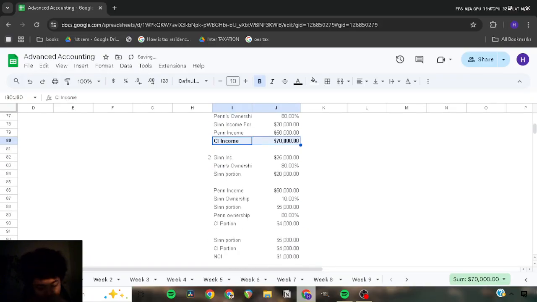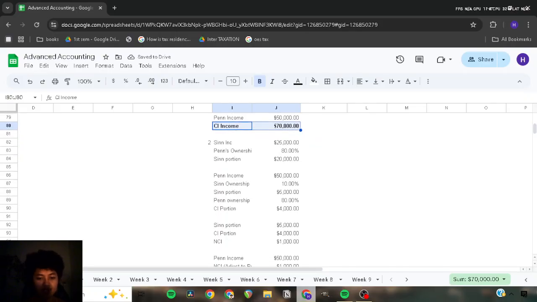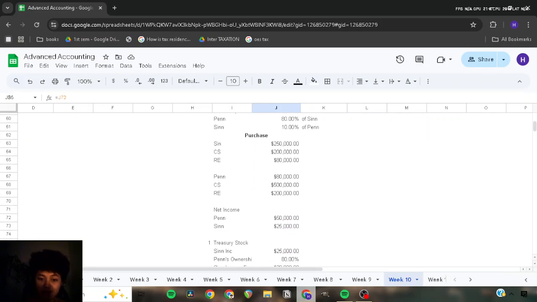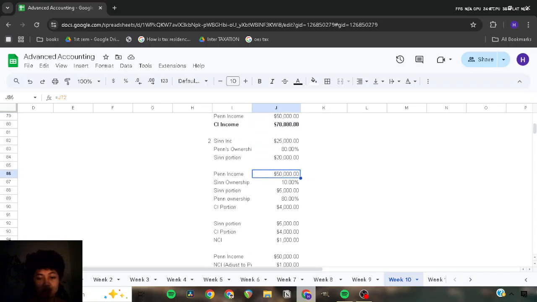This is different from the conventional approach, as in this approach I did the same thing for the SIN income, but then for the PEN income, since SIN owns 10% of PEN, there needs to be some adjustments. So I took 10% of it, I got 5,000. But then I took 80% of the 5,000, I got 4,000. The reason I took 80% here is that SIN owns 10% of PEN, but then PEN owns 80% of SIN. So in this case, SIN owns 5%, but then from the 5%, 80% of them is owned by the PEN. Because PEN is the parent and they own 80%. I hope that makes sense.